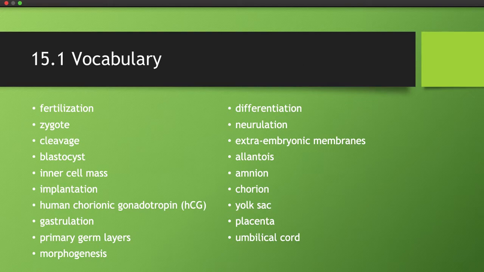This is the vocabulary for this section. This is a little bit of a vocabulary heavy section, but I'll explain what all these things mean as we go along.